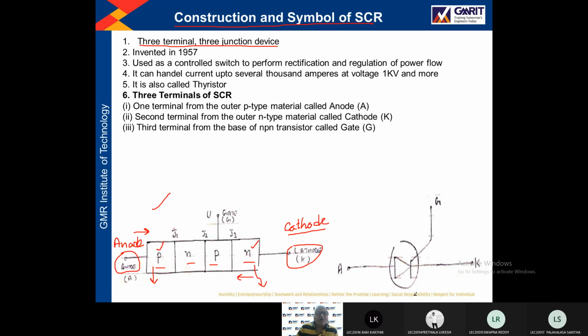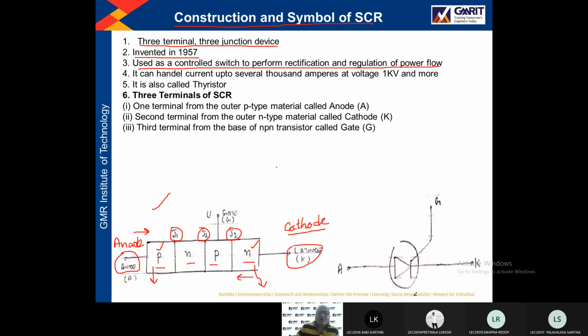And there are three junctions: J1, J2 and J3. These are the three junctions. It was invented in 1957. It is used as a controlled switch to perform rectification and regulation of power flow, right?